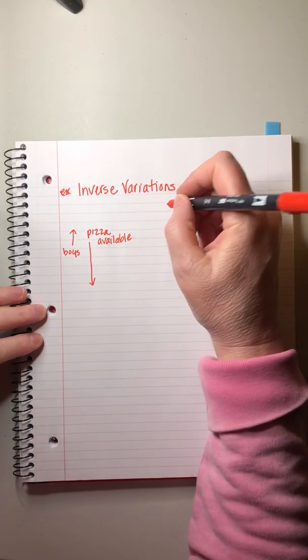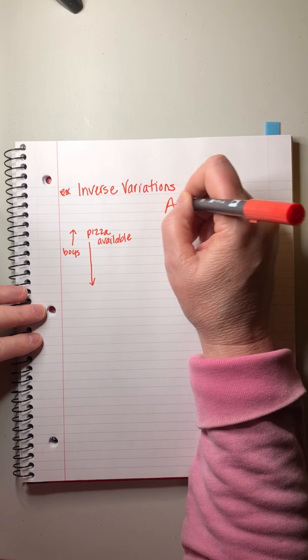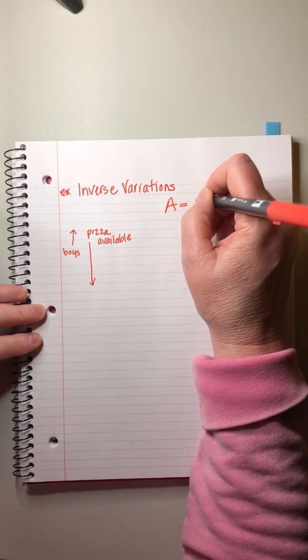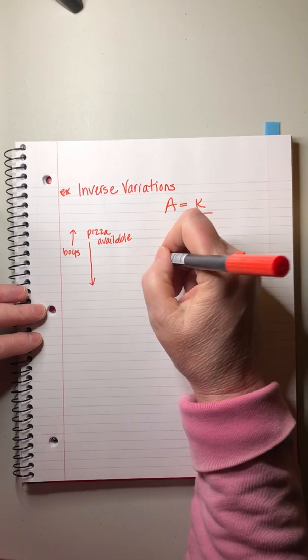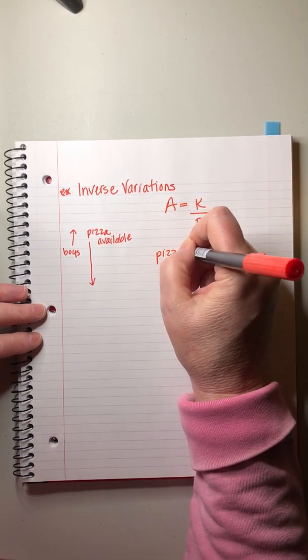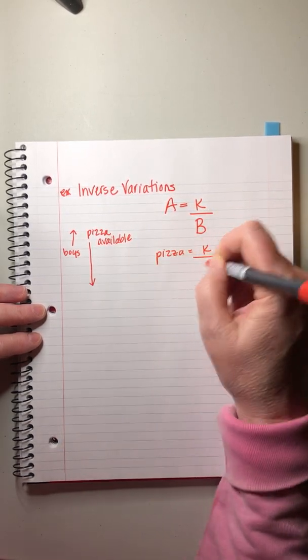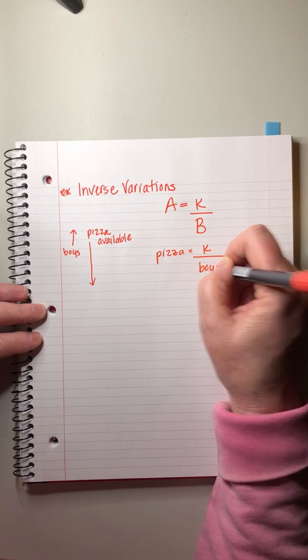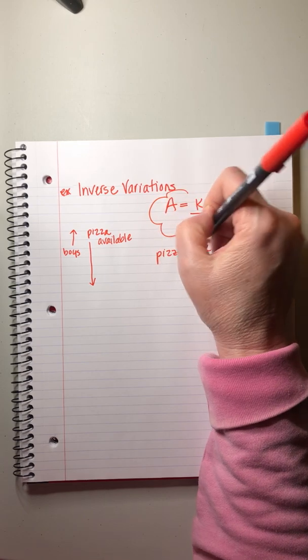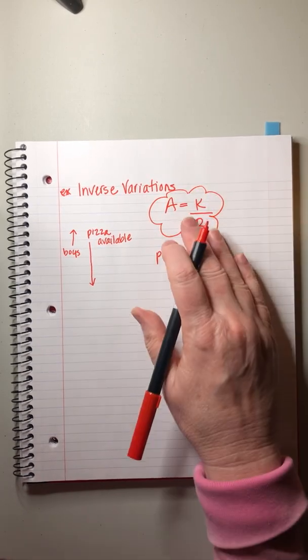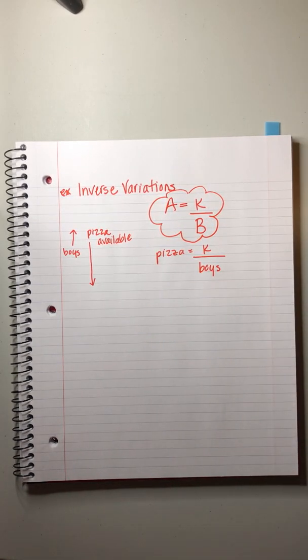So now what we have to do is change our formula just a little bit. A equals K divided by B. Okay, so in this case, it would be the pizza available equals the constant divided by the number of boys. Again, you don't have to overthink this. The sentence will allow you to relate those two.